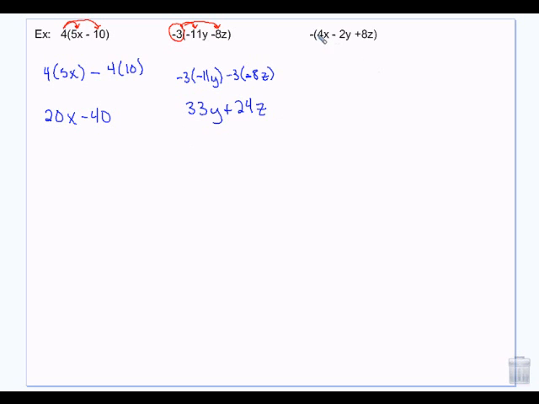And sometimes you get this little negative outside by itself. Let me make it a little bigger so it's really obvious it's a negative. Okay, so there's a negative. We distribute that too, and we're just going to change all the signs. The negative to the 4x makes it a negative 4x. This was a negative 2y, so it becomes a positive 2y. This was a positive 8z, so it becomes a negative 8z.